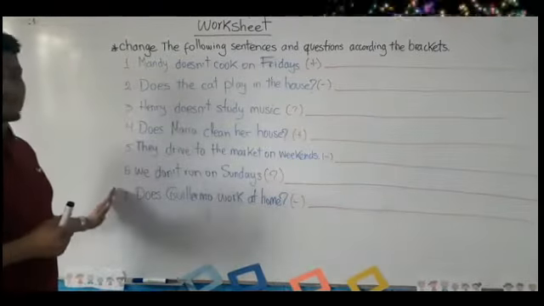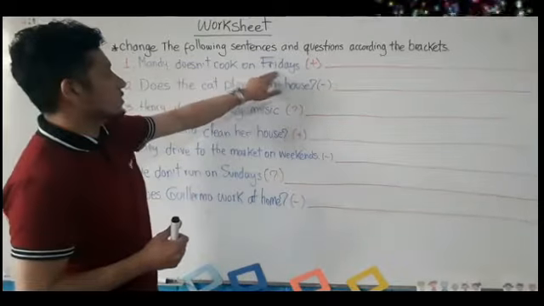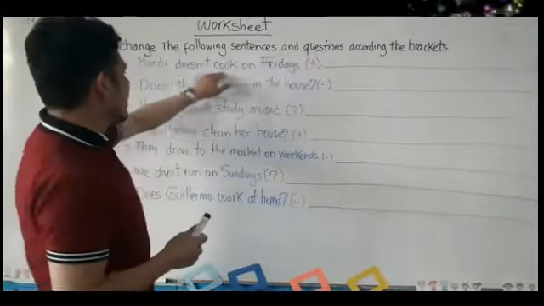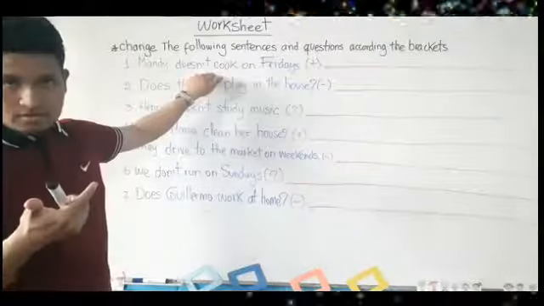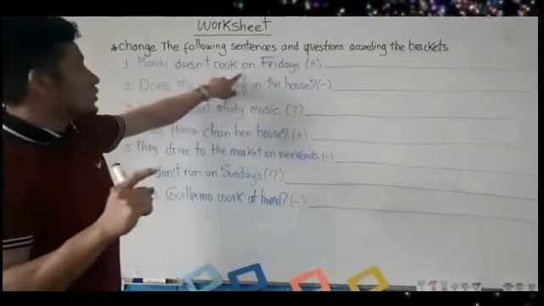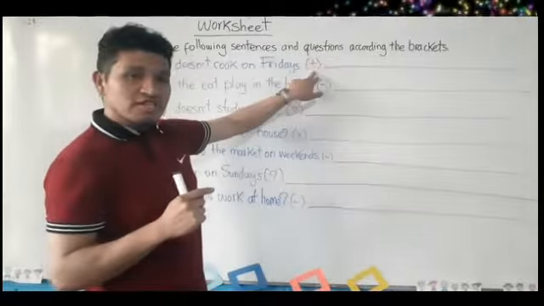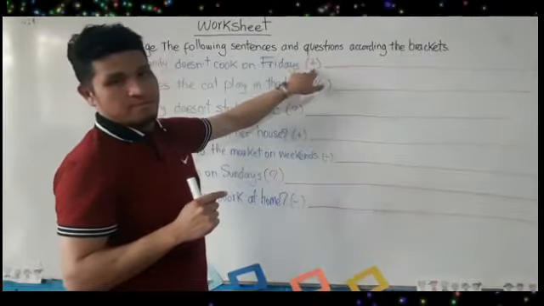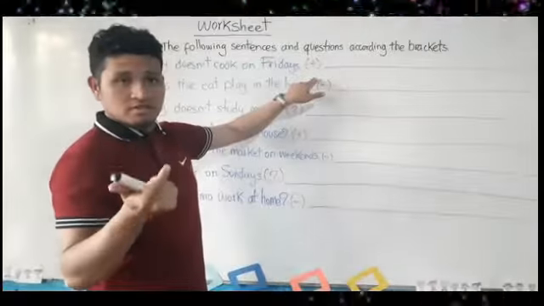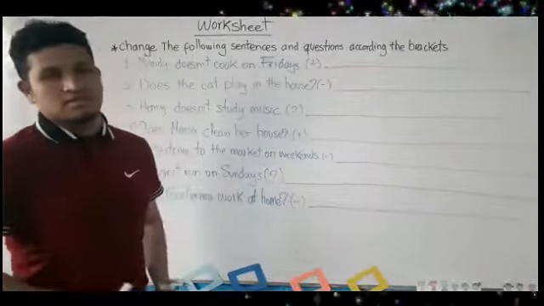We have 7 exercises. Now, we have Mandy doesn't cook on Fridays. Okay? Mandy doesn't cook on Fridays. This is a negative sentence because doesn't. Now, we have to change it into affirmative. Okay? This is affirmative, positive, okay? Positive sentence or affirmative sentences. How would it be in the affirmative sentence?